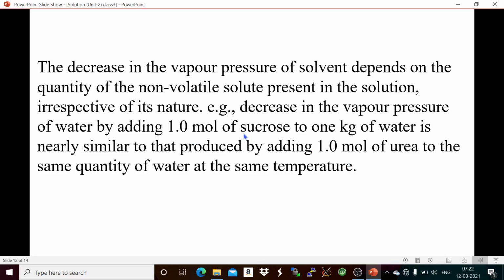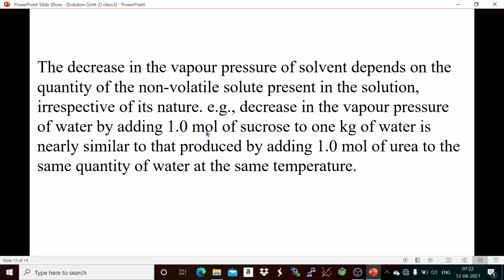And this part is very important. Why did we take the solute molecules urea and sucrose? Because they will not undergo any association or dissociation in water. So when sucrose sugar is dissolved in water and urea is dissolved in water, there will be no association or dissociation, no ionization type.